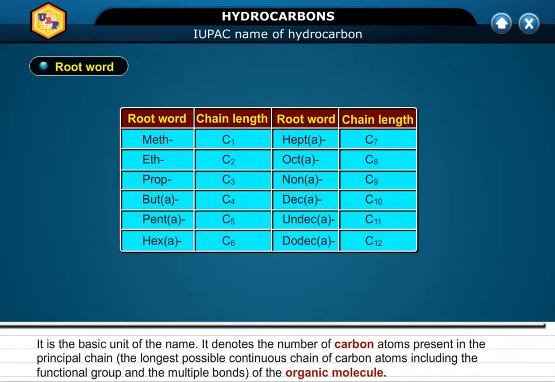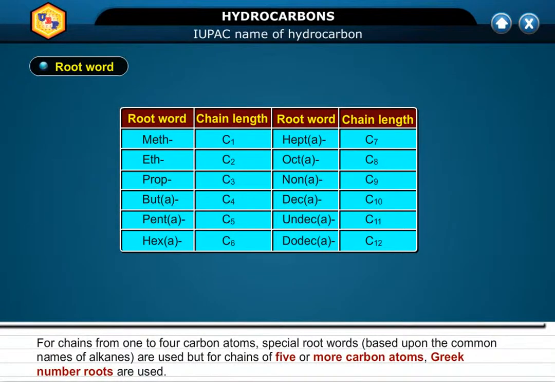Root word. It is the basic unit of the name. It denotes the number of carbon atoms present in the principal chain, that is the longest possible continuous chain of carbon atoms, including the functional group and the multiple bonds of the organic molecule.